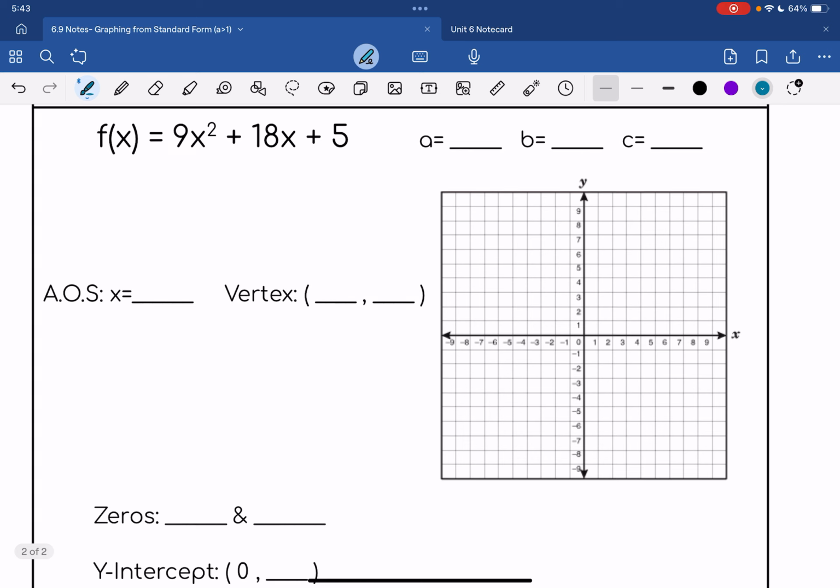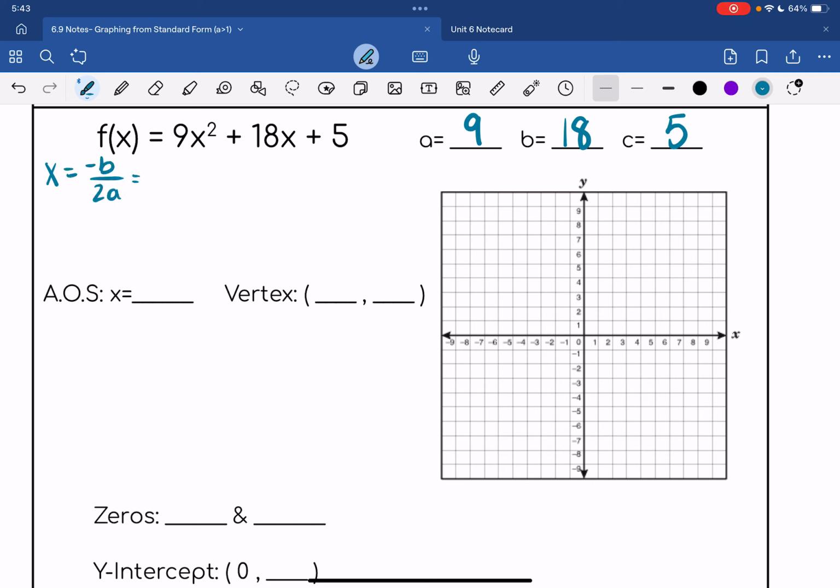Okay, 9x squared plus 18x plus 5. So my a is 9, b is 18, c is 5. We'll do b squared, not yet. We will do negative b over 2a to find my axis of symmetry. So x equals negative b over 2a.